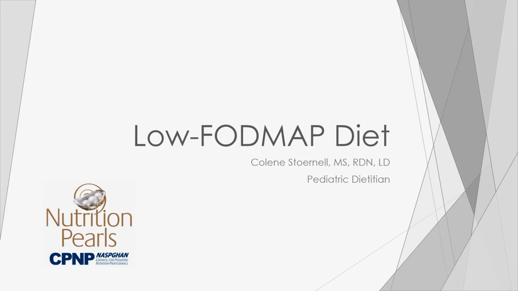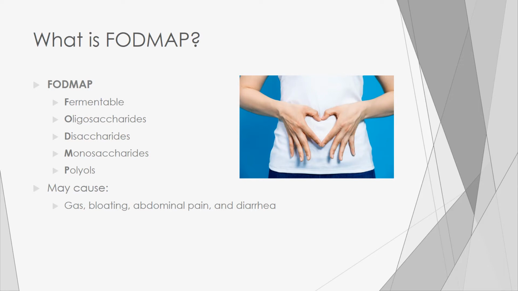Today we're going to talk about the low FODMAP diet. What is the FODMAP diet? Well, the term FODMAP stands for fermentable oligosaccharides, disaccharides, monosaccharides, and polyols. This diet contains foods that are low in short-chain carbohydrates and sugar alcohols. These types of carbohydrates tend to cause gas, bloating, abdominal pain, and diarrhea by means of fermentation in the colon.